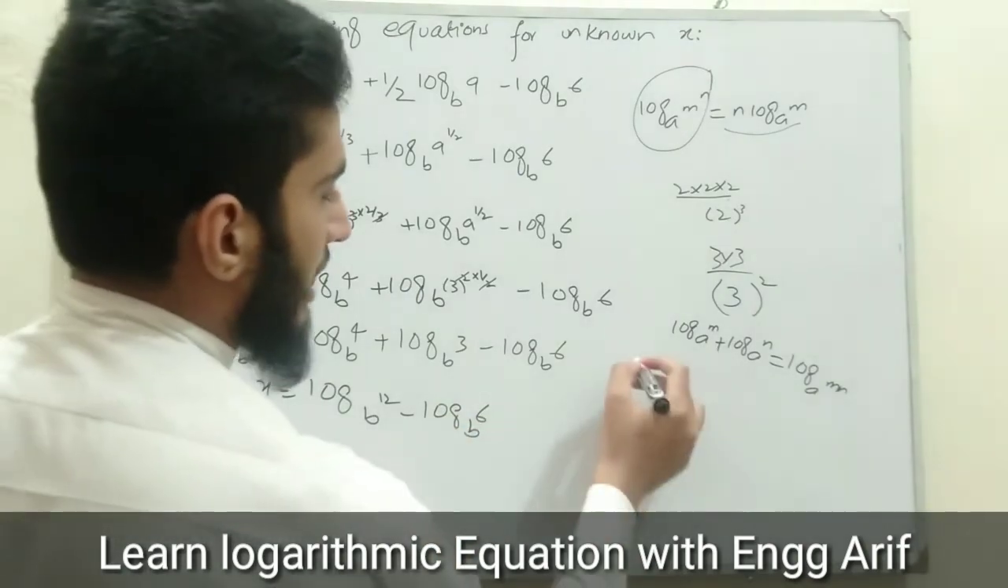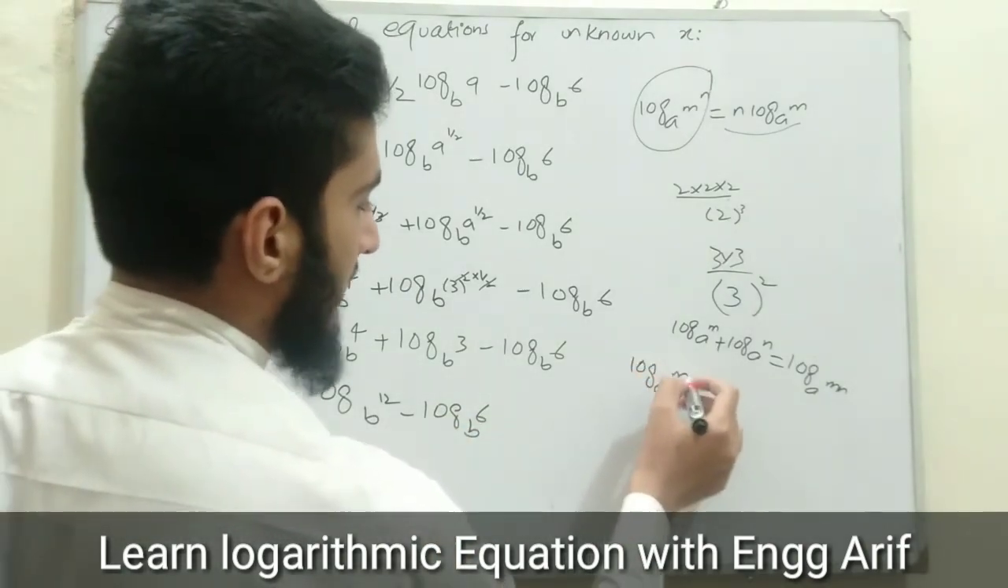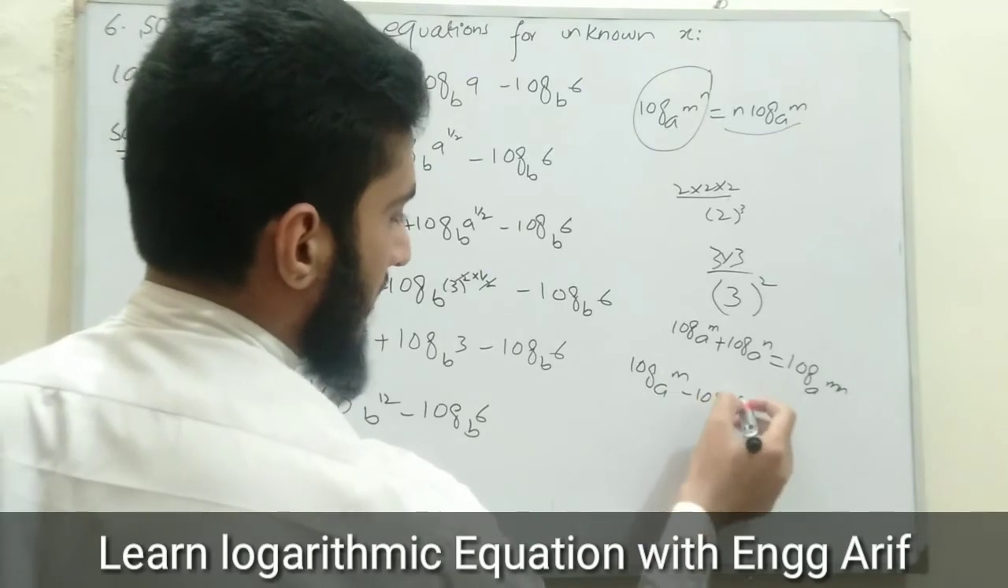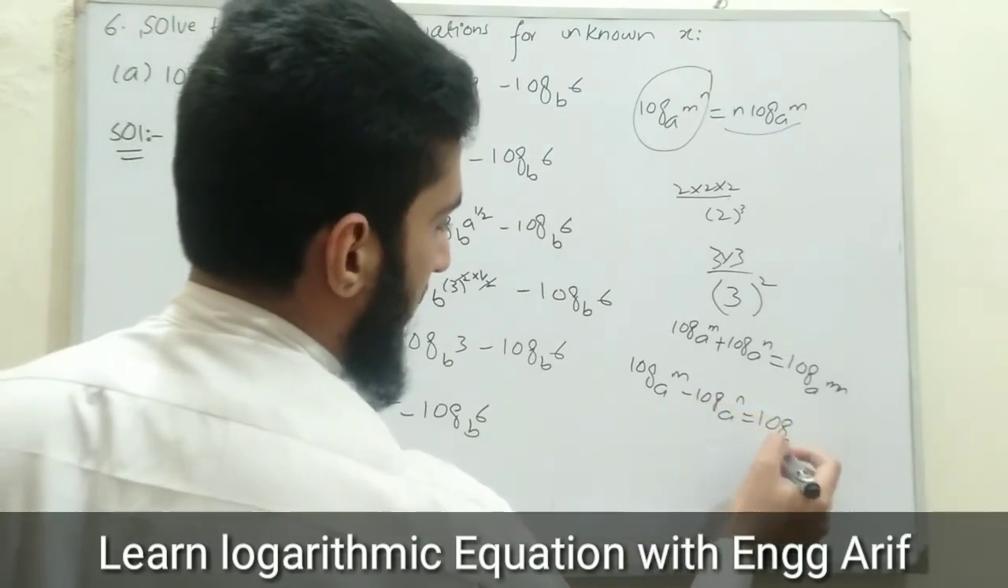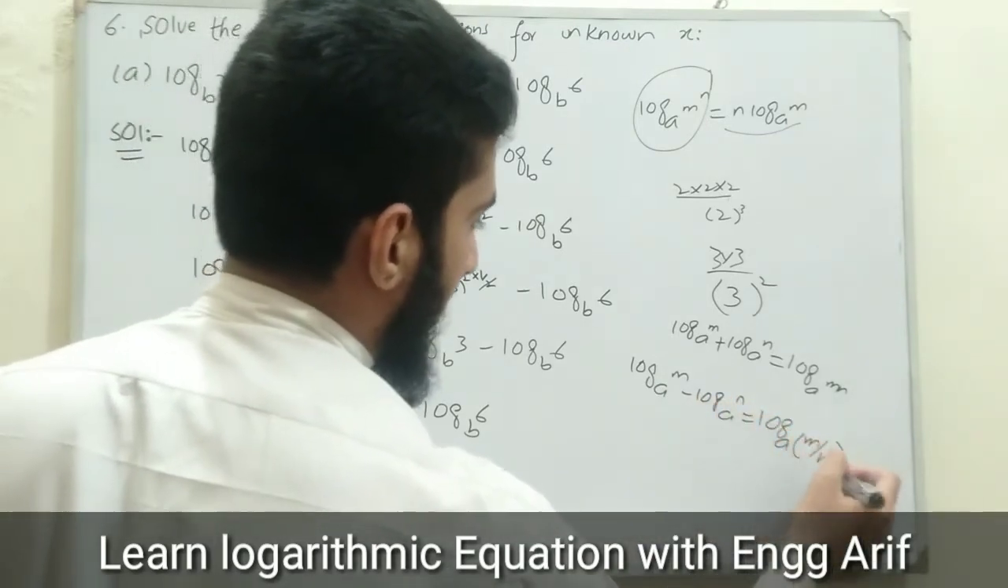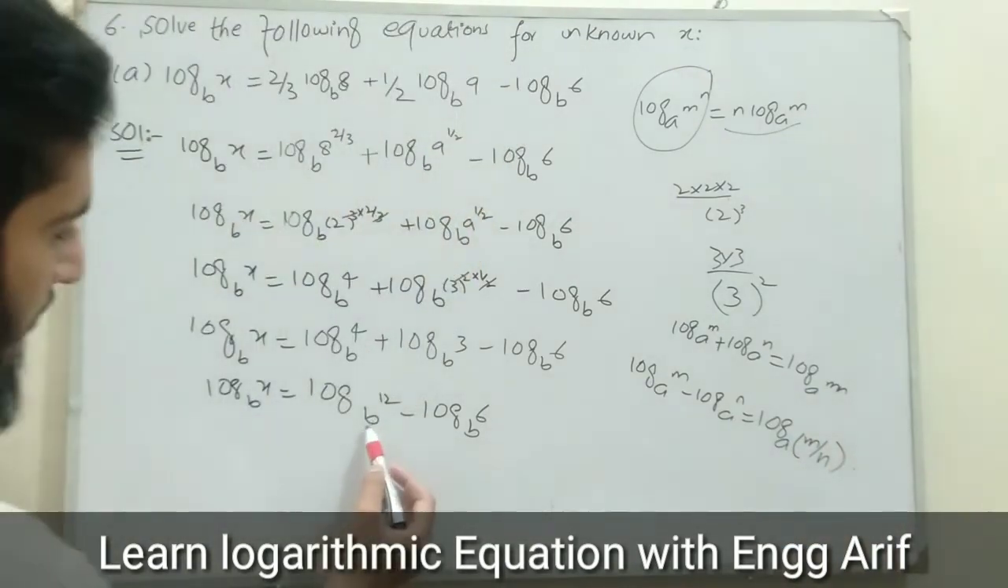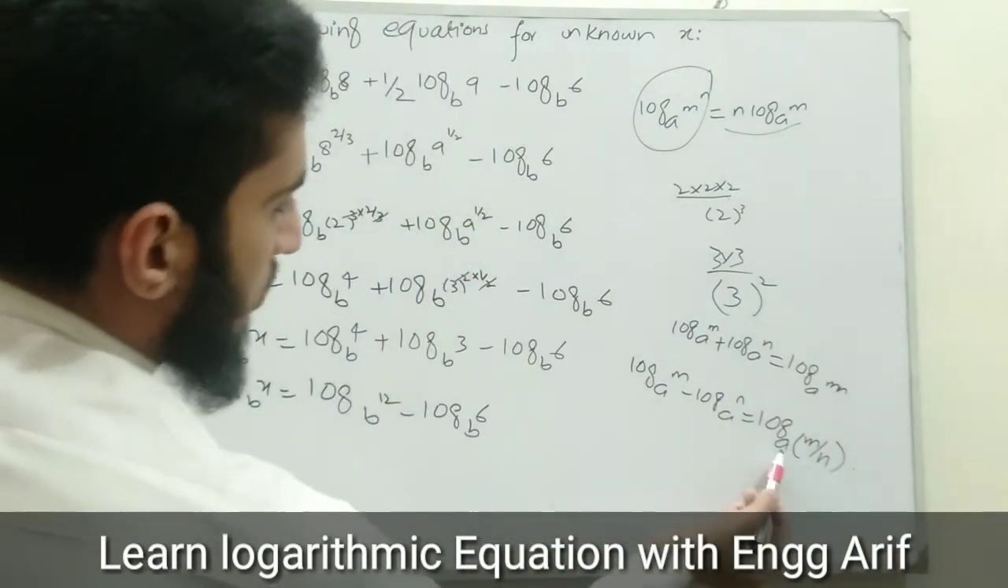We have another formula: log of a power m minus log of a power n will always be equal to log of base a and m divided by n. So here this is the base, so it will come down the same just like over here.